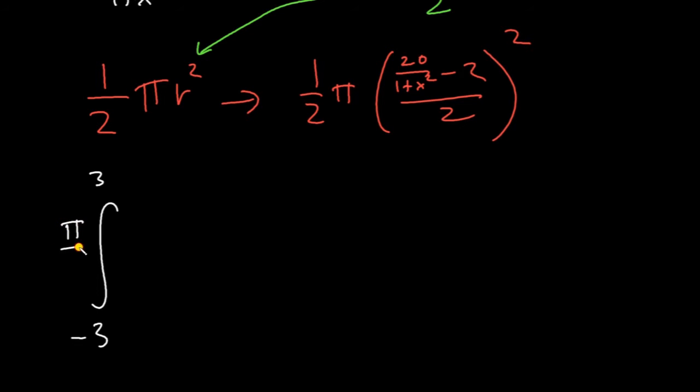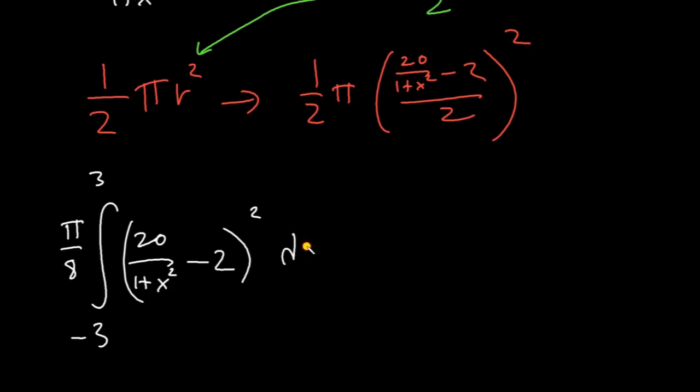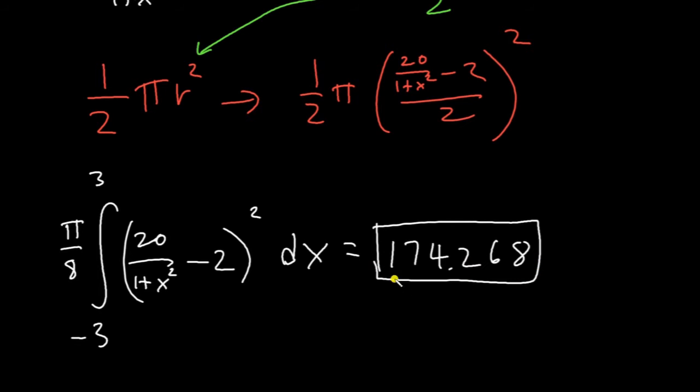I'll simplify this a bit. I'll just write pi over 8, and then 20 over 1 plus x squared minus 2, squared dx. And then if you were to evaluate this in your calculator, you would get 174.268. Okay, there we go. This was a 2-point question, 1 point for the integrand, 1 point for the answer. And for this entire first question, if you had the correct limits, you would get an extra limits point. Okay, that's the end of question 1.